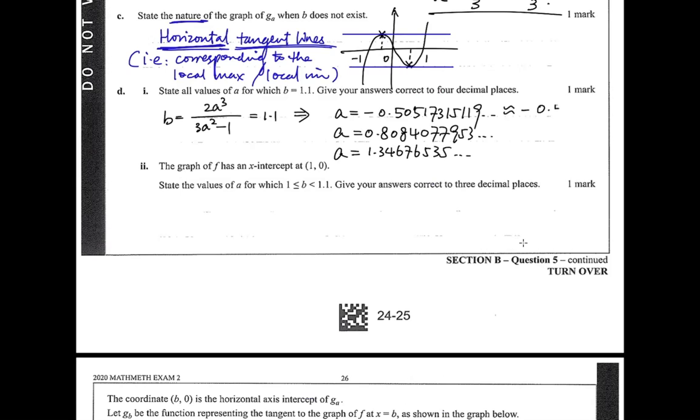Minus 0.5052. 0.8084. 1.3468. 4 decimal places. The graph of f has an x-intercept at 1, 0. State the values of a for which b is greater than or equal to 1 and smaller than 1.1. Give your answers correct to 3 decimal places.